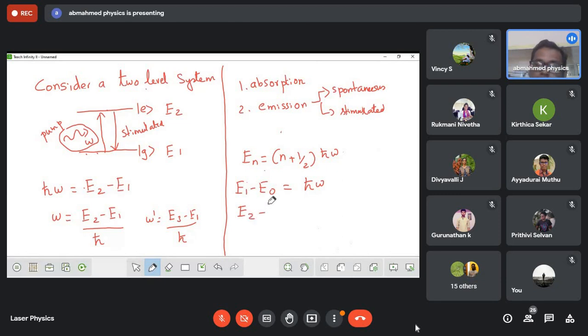Prithvi, can you tell me what is the difference between E2 and E1? Guru, can you tell me what is the difference between E2 and E1? 1, sir.